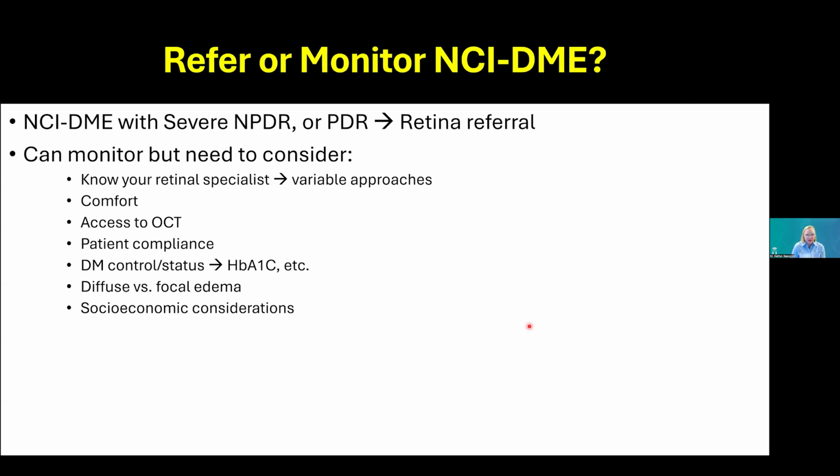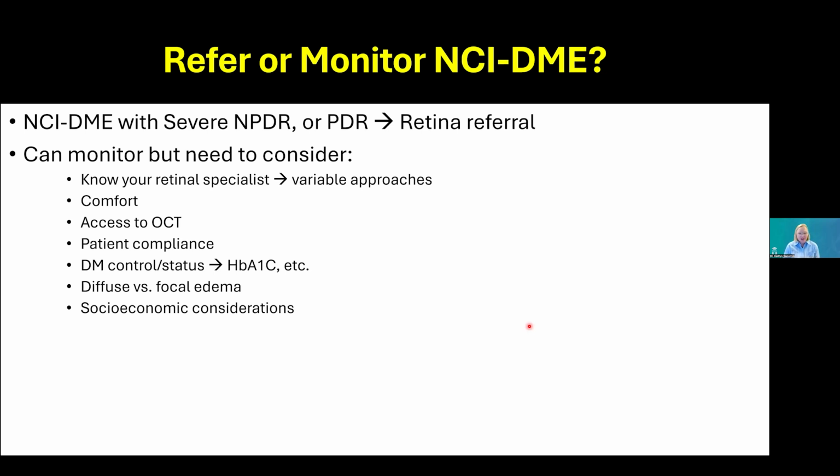Of course, if they're at the level of severe NPDR or PDR, I would be referring those patients. I feel pretty comfortable monitoring these patients because I have access to a lot of tools at the clinic here at UH. So I have an OCT, we have a retinal specialist here, and I'm pretty comfortable with this. If you don't have quick access to a retina specialist, maybe it might be somebody you want to go ahead and refer. Patient compliance is a big thing here too.